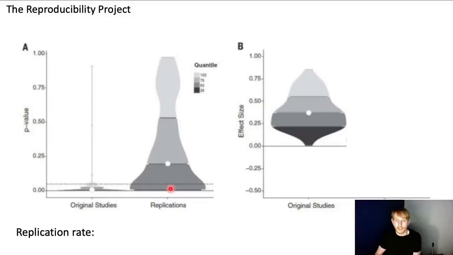But the effect size is essentially how big of an effect something has on something else. So let's just say if an exercise program causes you to lose a lot of weight, we say it's got a large effect size. If it causes you only to lose a little bit of weight, we say it's a small effect size.